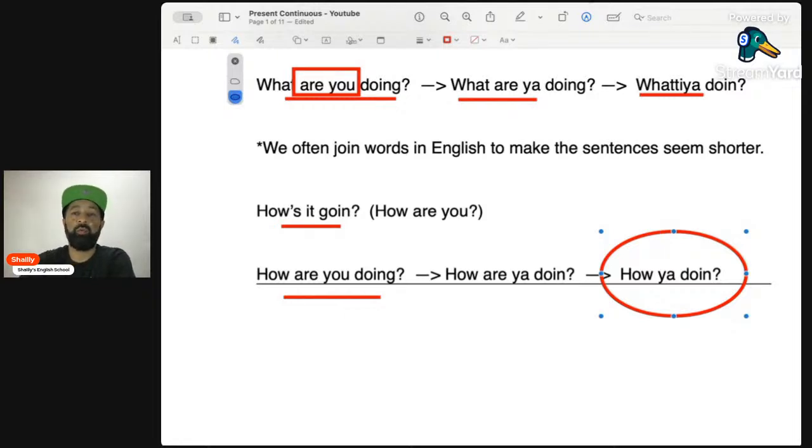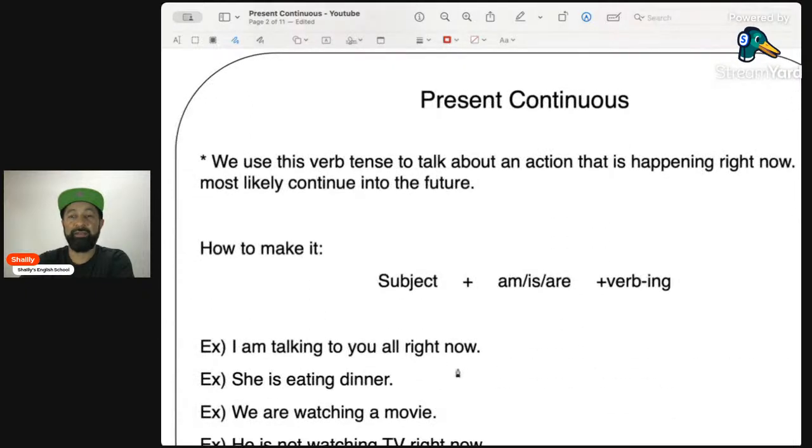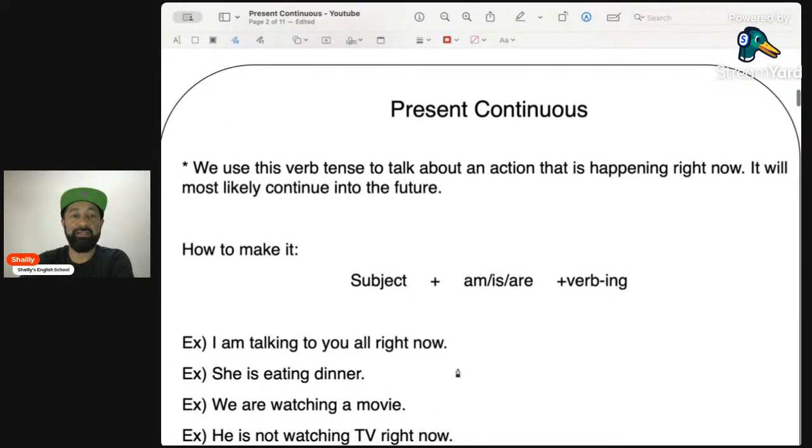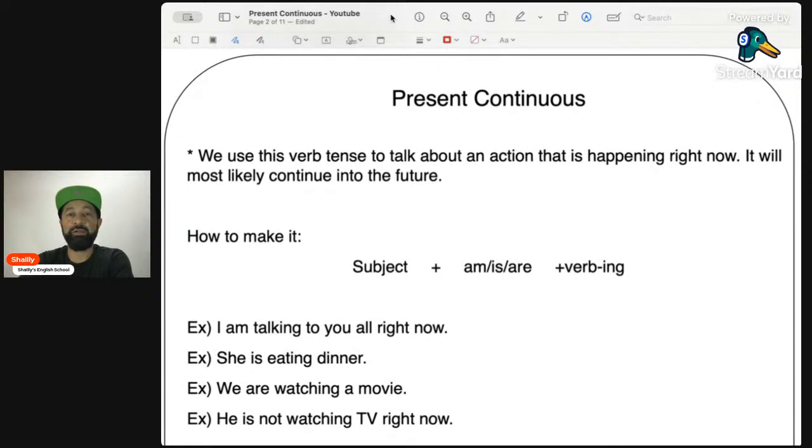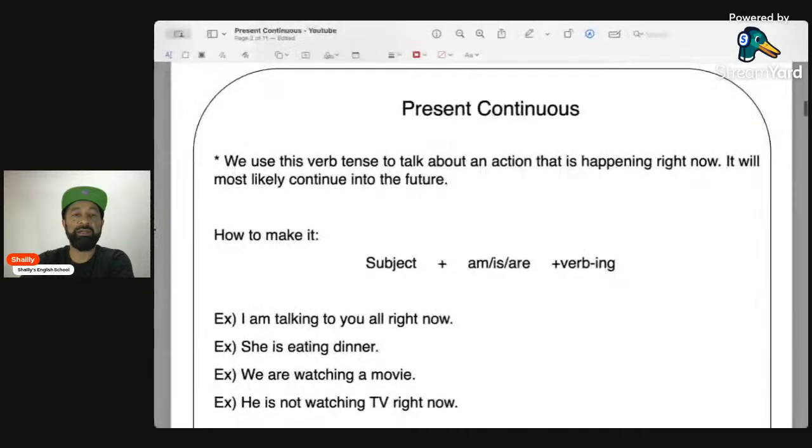Okay, so what we will be doing today is going over the present continuous. So let's jump right into that. I'm going to get to the grammar for today's lesson. And the grammar is very, very easy. So first, when do we use the present continuous? That's what we want to know. When do we use it?